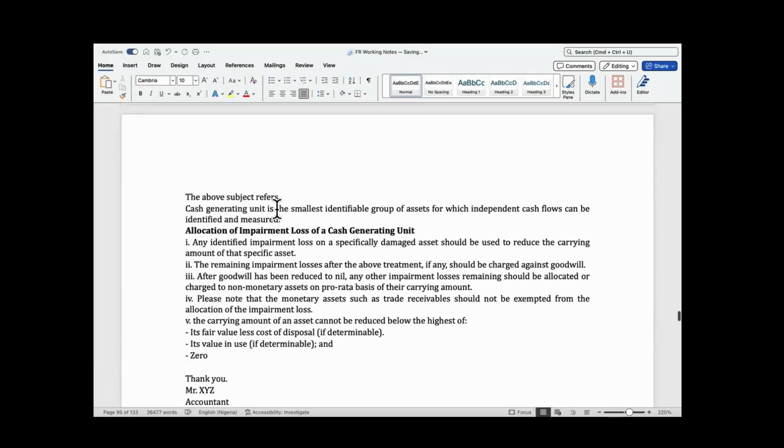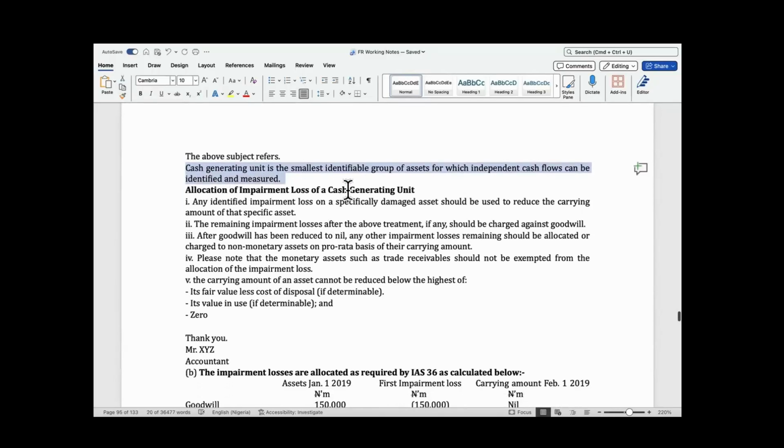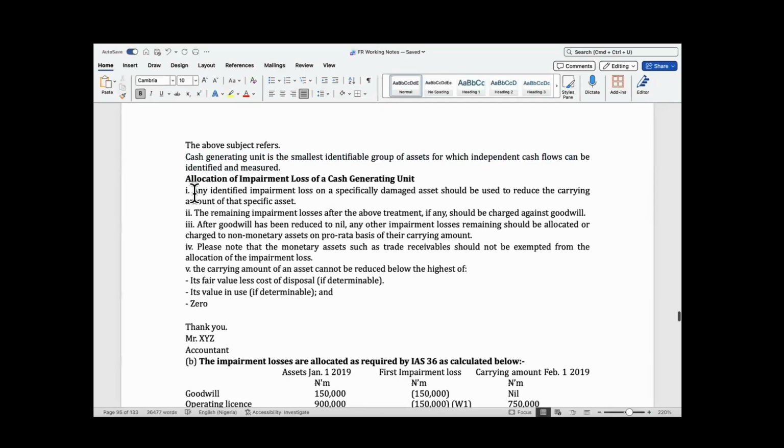I told them that a CGU is the smallest identifiable group of assets for which independent cash flows can be generated. And I said, allocation of impairment loss to a CGU, number one: any identified impairment loss on specifically damaged assets should be used to reduce the carrying amount of those assets. The remaining impairment loss after the above treatment, if any, should be charged against goodwill. After goodwill has been reduced to nil, any other impairment loss remaining should be allocated and charged to non-monetary assets. I was very specific.